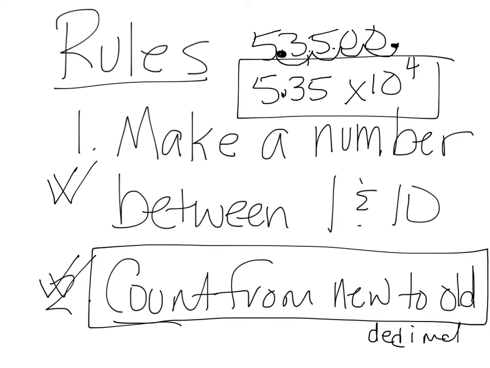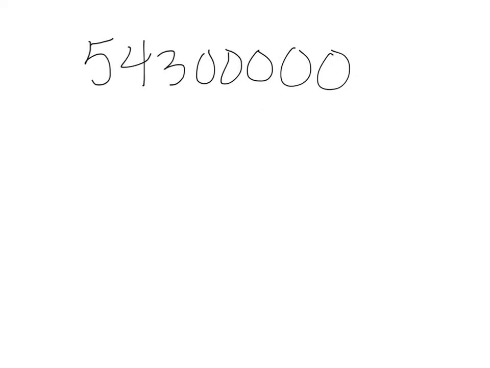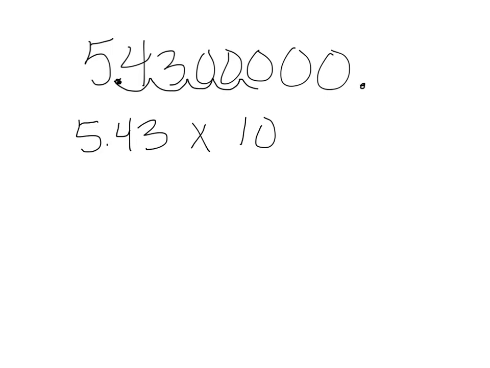Number between 1 and 10, count from your new to old. If you count to the right, then you know your exponent is going to be positive. But if you count to the left from new to old, your exponent is going to be negative. Okay, let's do it. Where do I need to put the decimal here to make it a number between 1 and 10? It's got to go right here: 5.43 times 10 to that. Let's count from my new decimal to my old decimal: 1, 2, 3, 4, 5, 6, 7. And I went to the right, so I know it's a positive 7.